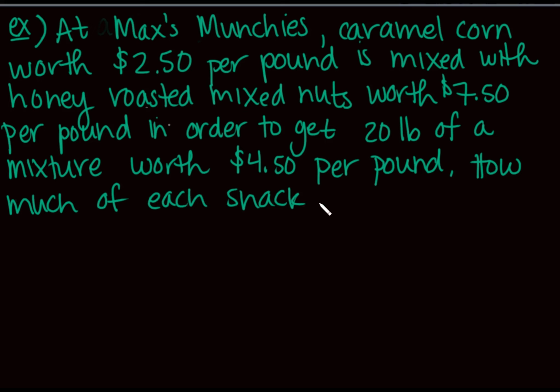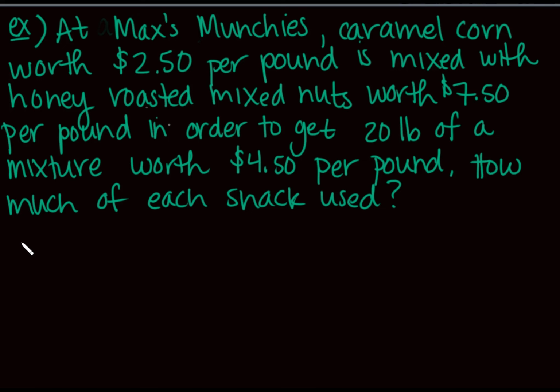All right, so here's what we have going on here. At Max's Munchies, we have caramel corn, and that caramel corn by itself sells for $2.50 a pound. And then I have honey roasted mixed nuts, which is worth $7.50 a pound. We're going to put them together to get a 20-pound mixture that sells for $4.50 per pound. So how much of each snack is used? Let's just break it down and see what we have.